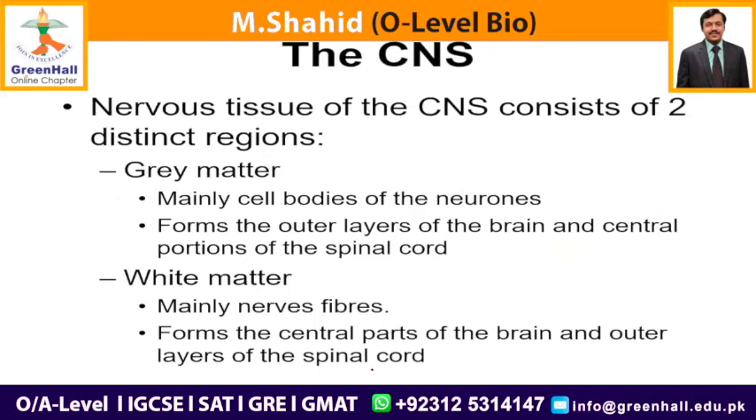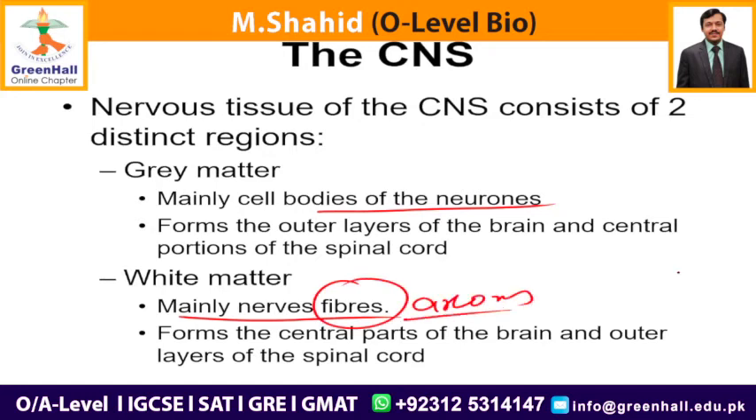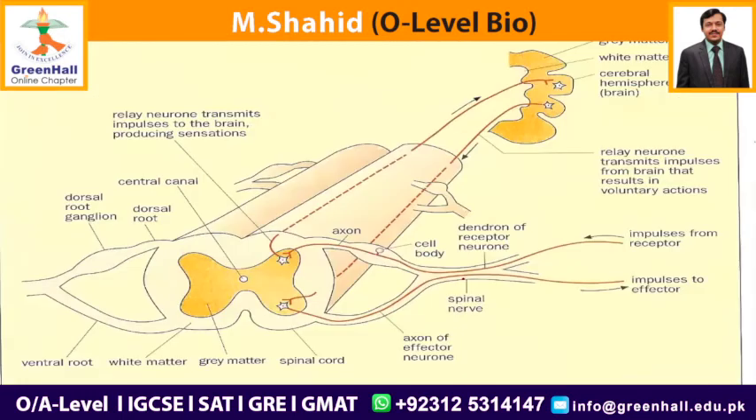In our nervous system, you can find two types of areas. One is gray matter, the other one is white matter. Gray matter mainly consists of the bodies of the neurons, like the cell bodies, whereas the white matter normally consists of the fibers, or you could say the axons. So axons are found in the white area. Here, look at this diagram. Take your time. Perceive it for yourself. Then I will explain it.